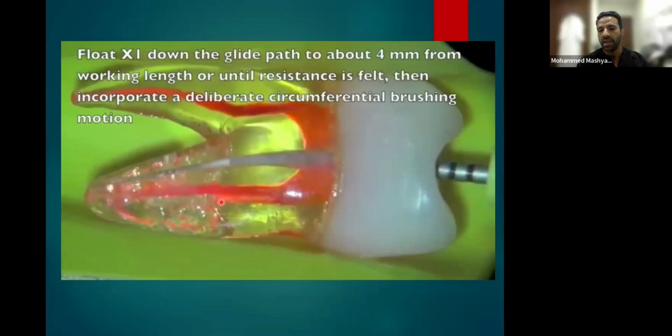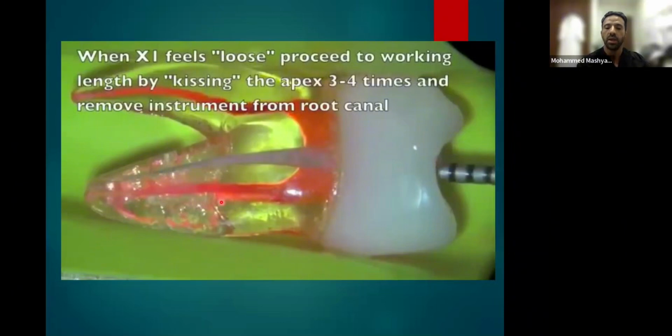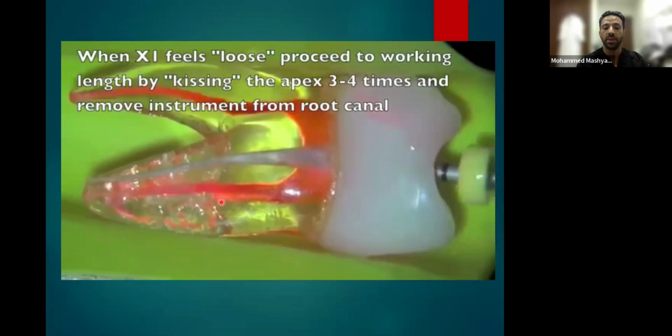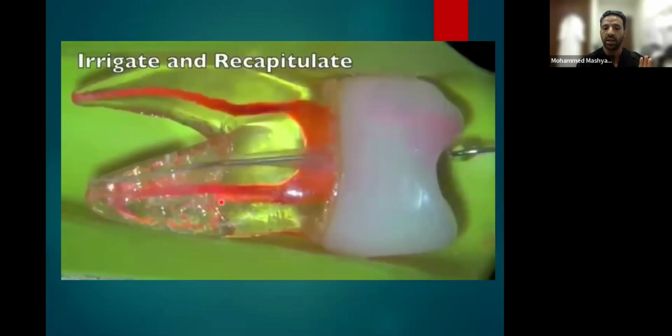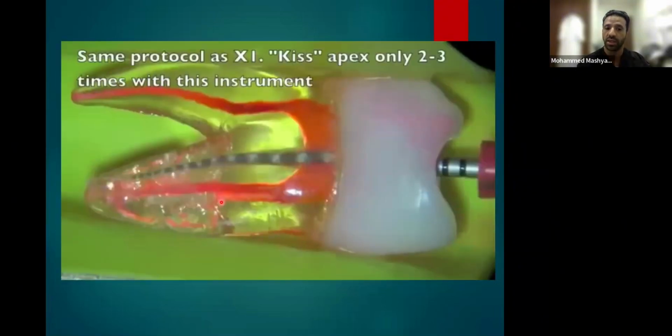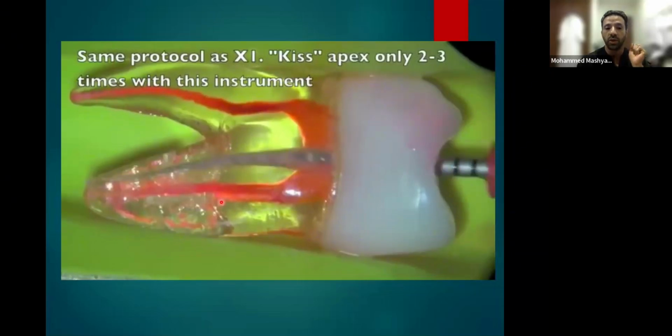So my advice here: after coronal flaring with the orifice opener, glide path the file to the working length, take the working length, then start with whatever system you have. That depends on the canal. For a smaller canal or curved canal, use small taper files. For a regular or big canal, use bigger taper files. I don't know if you understand this point very clearly or not. If not, please ask whoever you are buying from in the market.